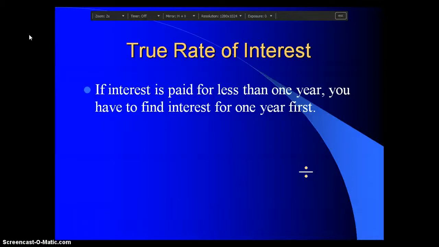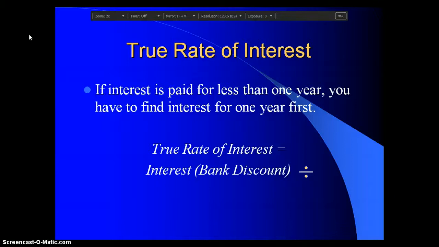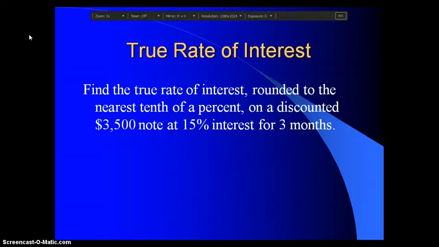It's always based off of a year's worth of interest. So our true rate is just our interest, also known as our bank discount, divided by our proceeds, so how much you actually received. Here it tells us that we want to find the true rate of interest on a loan, a $3,500 note, 15% interest for 3 months.